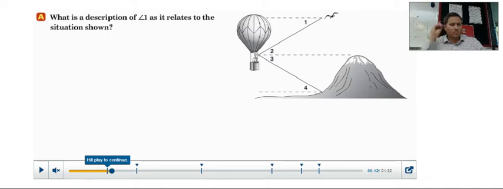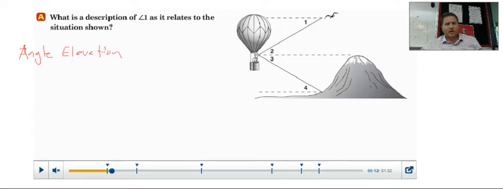Alright, so welcome. This is 8.4. We actually do not have any vocab, but we're just going to go through a couple problems. So we're going to first talk about our angle of elevation. So we're going to write that angle of elevation, and we have angle of depression as well.